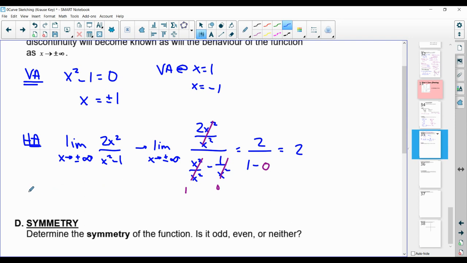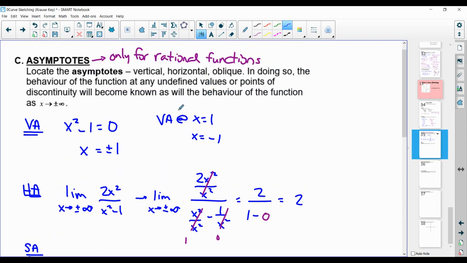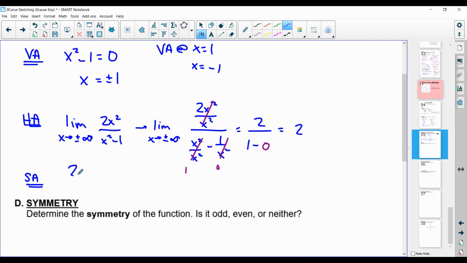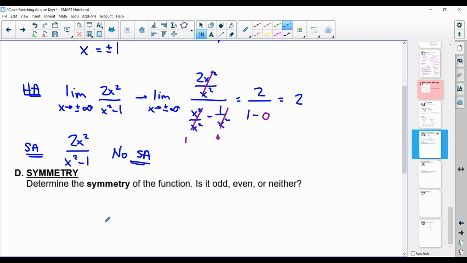And the last one we're going to be looking for is slant asymptotes. If we take a look here, our function was 2x squared divided by x squared minus 1. So we have a monomial divided by a binomial. There are no slant asymptotes in this case. Had it been reversed, x squared minus 1 over 2x squared, then we would have been looking for slant asymptotes.